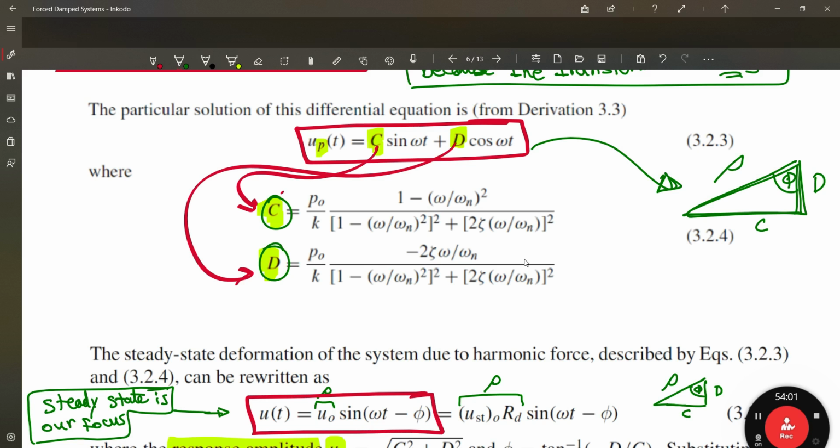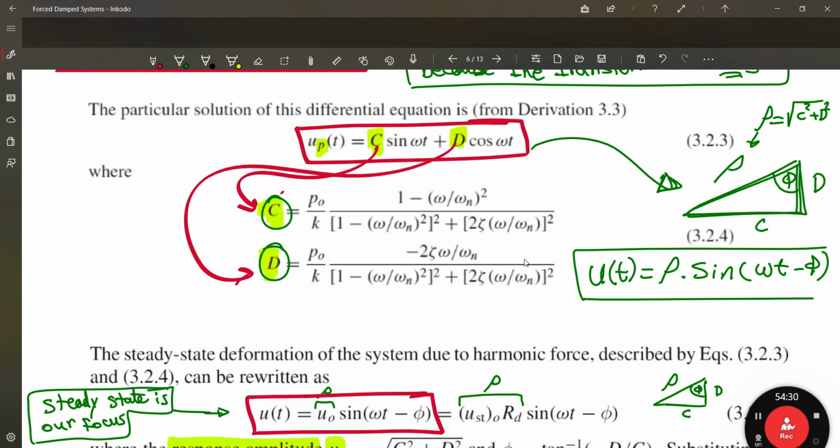So from here we can get an equation that is very easy for us based on the response itself, in which rho is the square root of c squared plus d squared. Okay, this is the rho here, the hypotenuse of this rectangle. So u of t is going to be rho times sine omega t minus phi. This is what we are going to have here, and this is actually our equation.